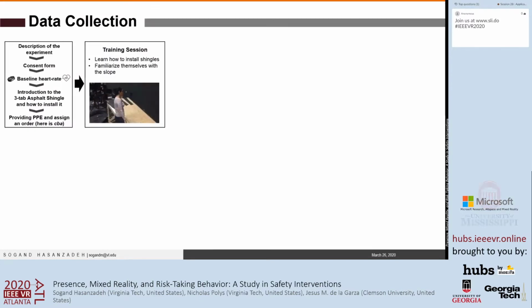In order to ensure that the participants know how to install shingles, training was provided before the experiment, and then they were asked to finish the task, which is installing 27 shingles under 3 experimental conditions. First, no safety intervention, just having the protective equipment. Then level 1 fall protection, the fall arrest system, known as the injury reducing intervention. And the third one is the injury preventing safety intervention, which is having the fall arrest system and the guardrail in place.